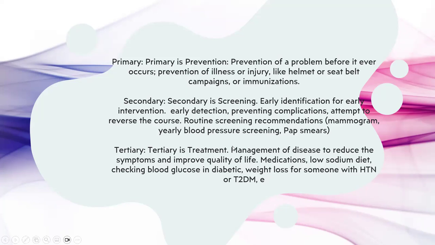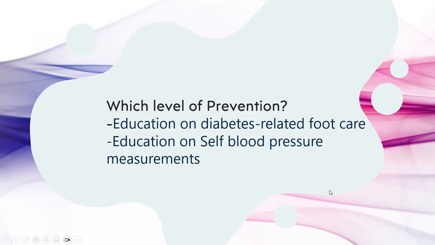So when you're trying to determine which level it is, you can say, well, hey, is this preventing something? Or are we trying to screen to see? Or is this treatment to manage? That can help you because I want to say the HESIs are big on these levels of prevention. So that's why we're making sure we understand what they are. All right. Which level of prevention? What did you all say for this?